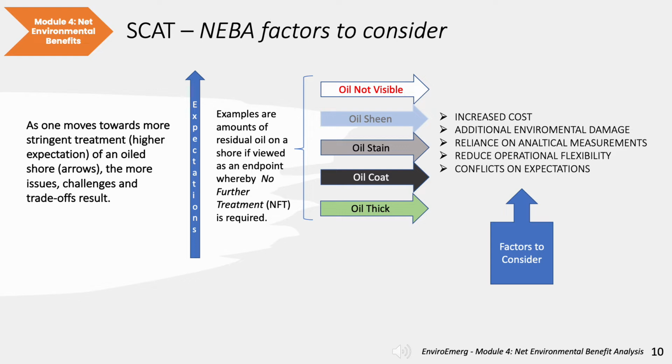As one becomes more stringent or tries to meet higher expectations, factors that need to be considered are the increased cost, additional environmental damage, relying on analytical measurements, especially if you want to see no oil present at all, reduced operational flexibility, and in the end, there can be conflicts with expectations. The identification of standardized naming of endpoints is an advanced level of SCAT training.